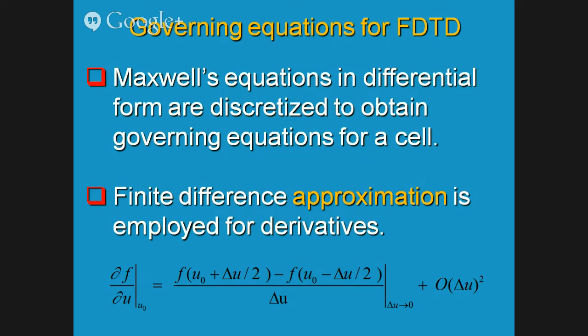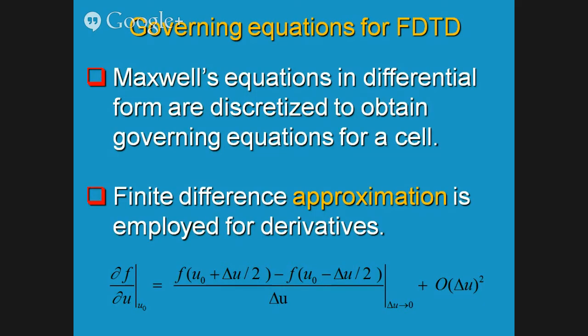Like it's given there, the first derivative of function f with respect to u, how you write it as the difference of the two. And on the right side there is one approximation, another term O which is of the order of second order delta u. So there is already an approximation over here. So you cannot get an exact solution unless this delta u becomes 0. So finite difference approximation is employed to replace those derivatives by the difference of two terms.